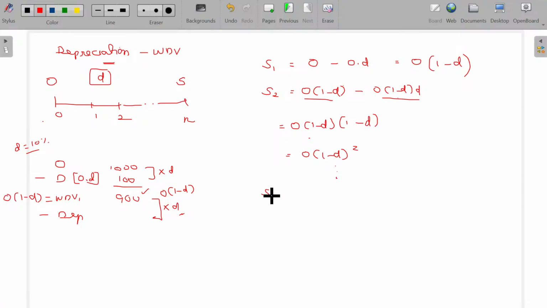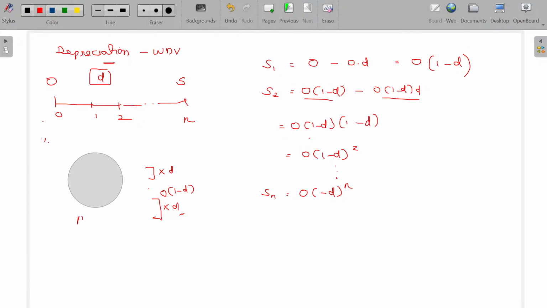What about the scrap value for nth year? O into 1 minus D to the power n is the value. Is that okay? See here, I will explain. Sometimes you may be asked, original value of the asset being 10,000, rate of depreciation being 10%. What is the WDV by the end of third year?